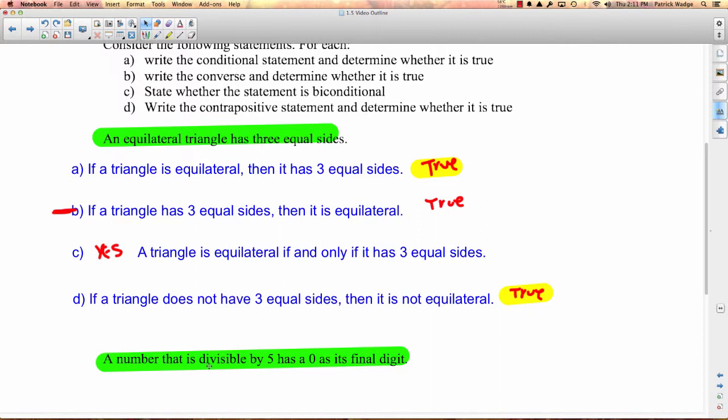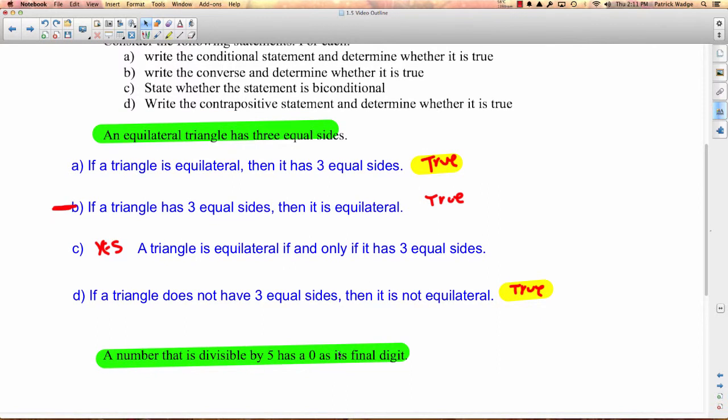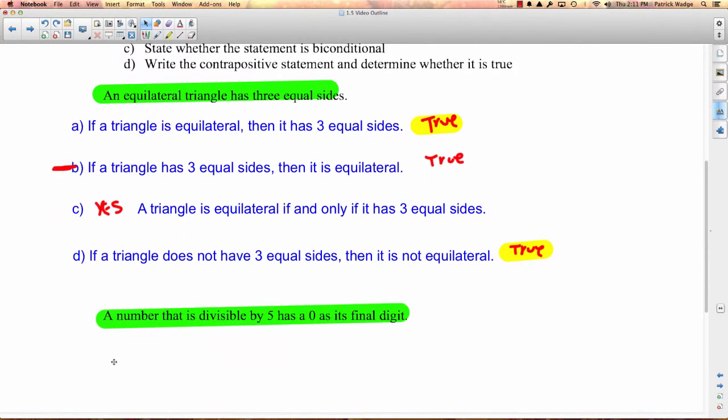A number that is divisible by 5 has a 0 as its final digit. So our if-then statement would be, if a number is divisible by 5, then it has a 0 as its final digit. Exactly. Okay, so is this true or is this false?